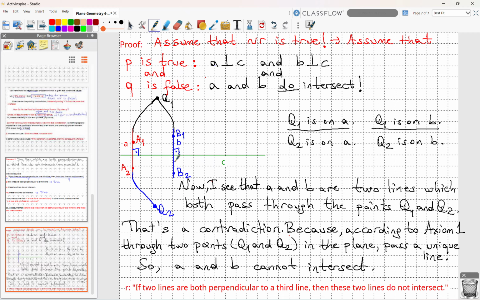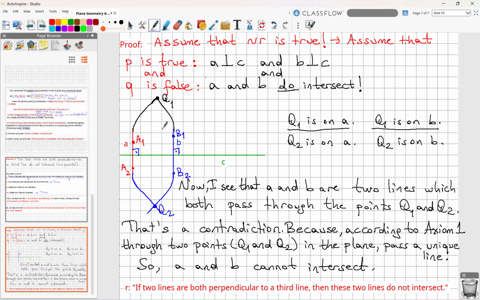Similarly, Q1 is a point on B. That's why when I fold the paper, the point on which it falls, that's Q2, it must be also on the line B at the same time. So line B also passes through the point Q2. So I see that A and B are both passing through Q1 and Q2. So these two lines are intersecting at 2 points, right? We know that two different lines cannot intersect at 2 points. Two different lines are either parallel or they intersect at only 1 point.